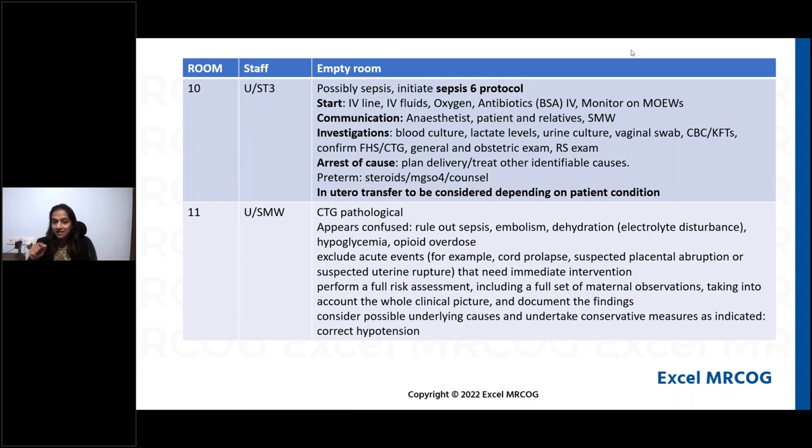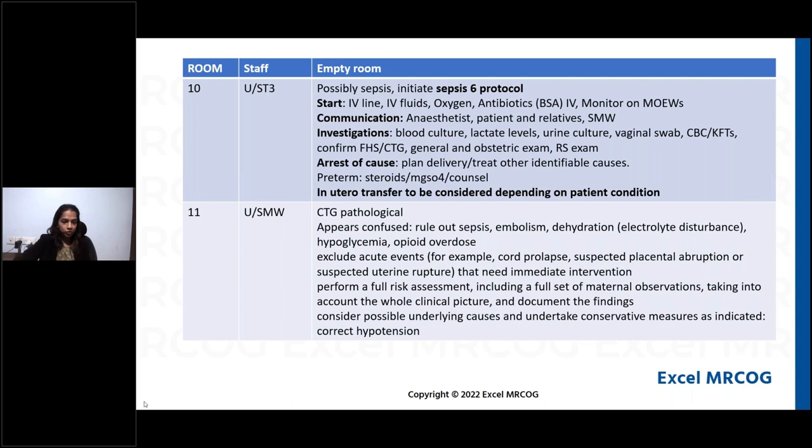That is why you need to practice. And that is why it's important to organize your thought in this manner. What are the points I would do in the resuscitation? What are the points under communication? What investigations? What interventions? Think of all those and say it in the station. All right.